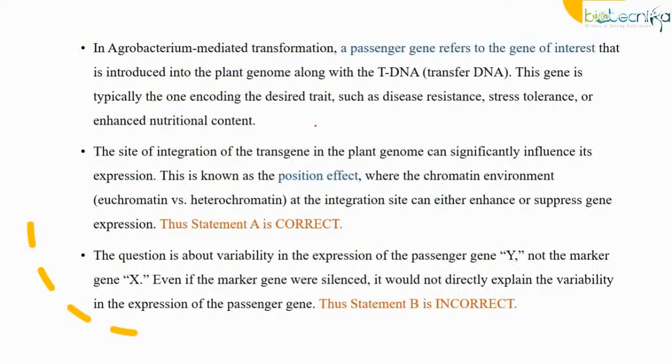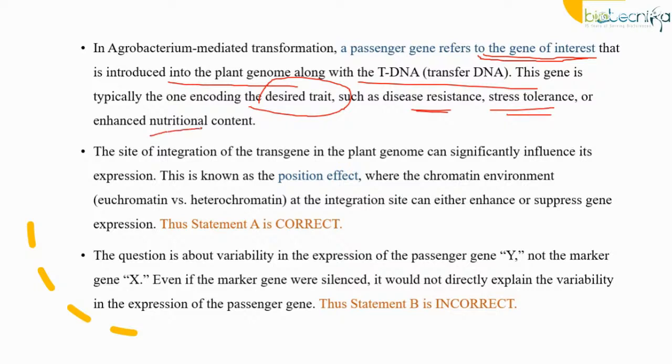See, passenger gene means what? Passenger gene simply refers to the gene of interest. Okay. Now, this is introduced into the plant genome along with the tDNA. So, this gene is typically the one that encodes the desired trait, such as disease resistance, or it could be stress tolerance, or it could be mainly because of enhanced nutritional content.